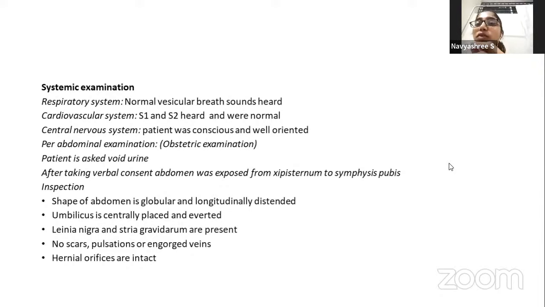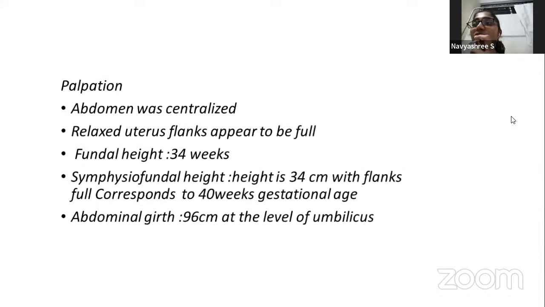Shape of the abdomen was globular, longitudinally distended. Umbilicus was centrally placed and everted. Linea nigra and striae gravidarum are present. There were no scars, pulsations, or engorged veins. Hernial orifices were intact.